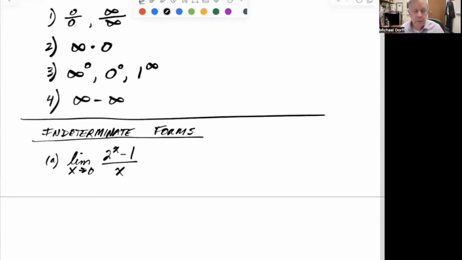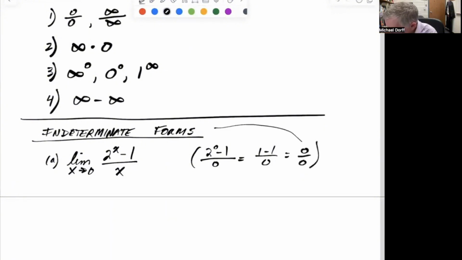Because if I do my direct substitution, I'm going to have 2 to the 0 minus 1 over 0. And what is that going to be? We write this here. 2 to the 0 is 1, so we get 1 minus 1 over 0, or 0 over 0. That's an indeterminate form, to have 0 over 0, all right?